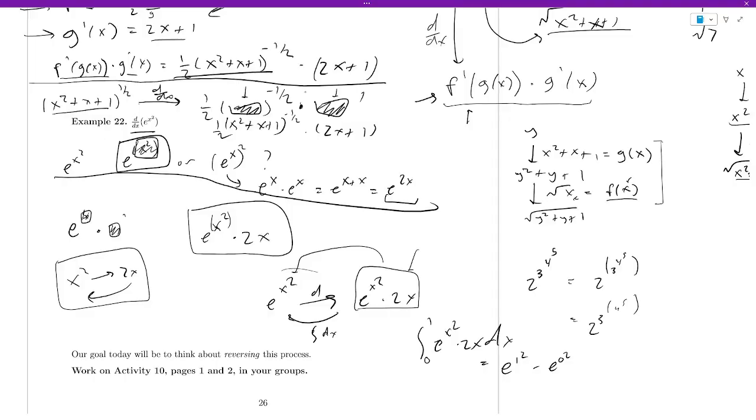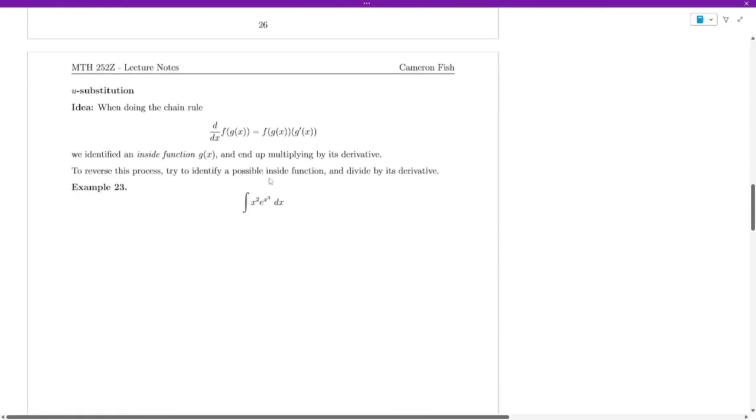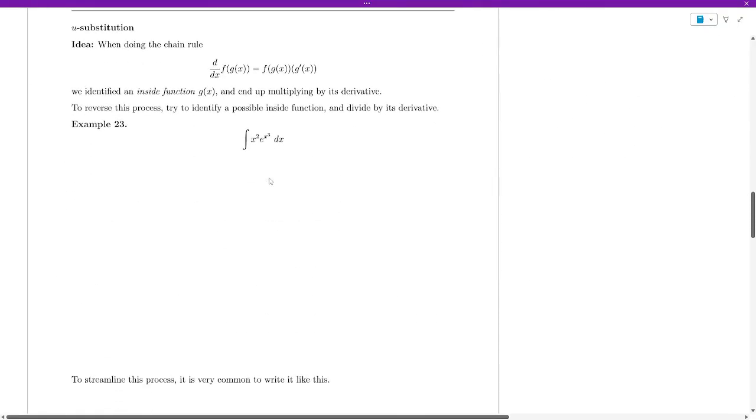It looks like I did a chain rule because I have some function that I'm multiplying by the derivative of the inside function, right? When you see this, you're like, oh, 2x is the derivative of x squared. So x squared was an inside function that I did the chain rule on and multiplied by 2x, right? You're spotting that that's what's happening. So that's the idea of U substitution, reversing the chain rule process. So let's look at some examples right away.